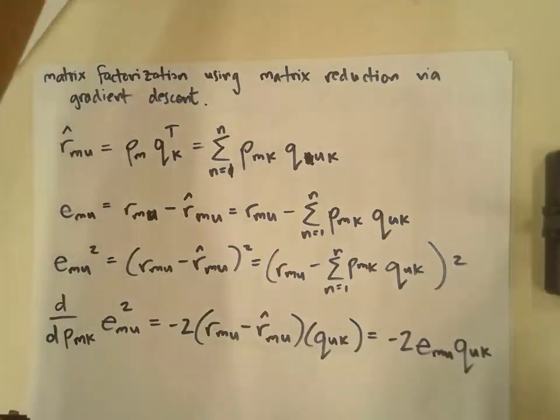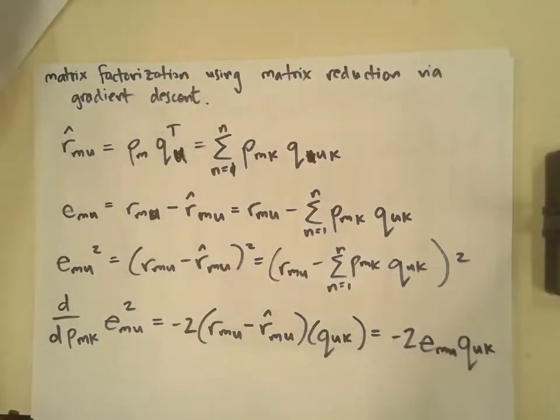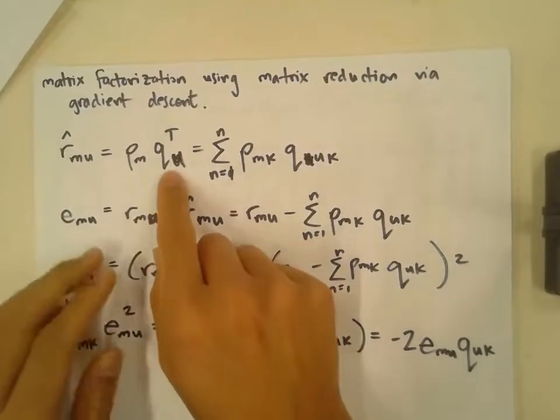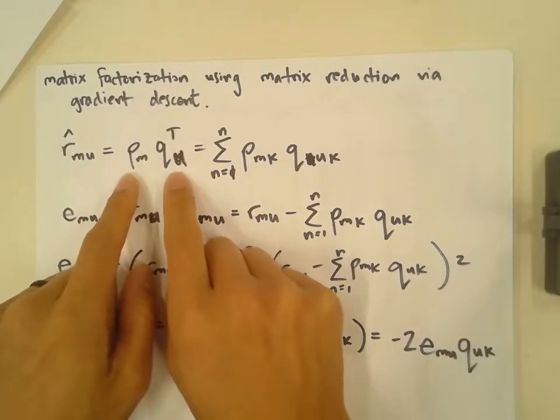I'm sorry, that's wrong right here. This should be a U right here, right? U transposed. So these are two rows in the matrices P and Q.